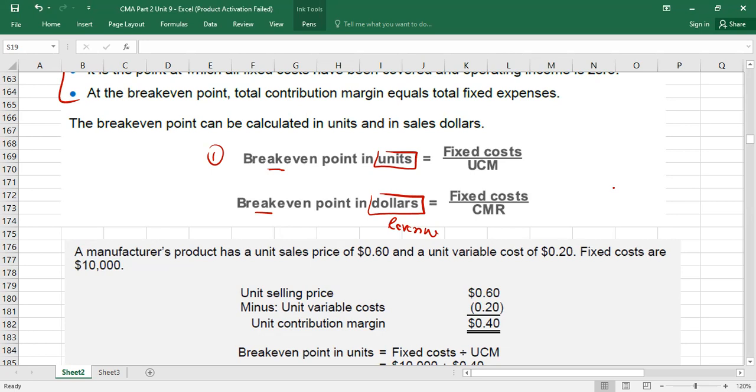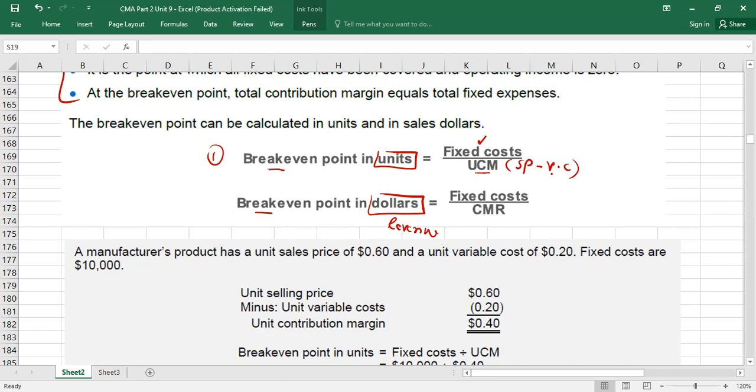The first formula would give you the answer in units. The second formula would give you the answer in dollars. So if you want to calculate break-even point in units, what formula will you apply? You will take fixed cost in total. Please don't take per unit fixed cost. We take total fixed cost and divide it by the unit contribution margin. Unit contribution margin, I told you how you will get: selling price per unit minus variable cost per unit. This is one way.